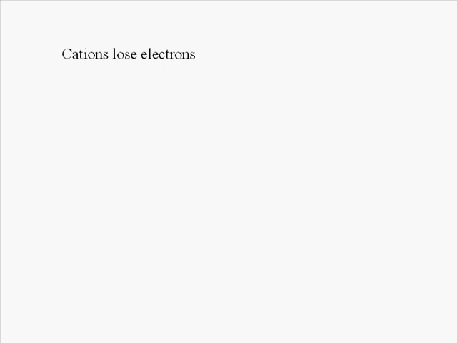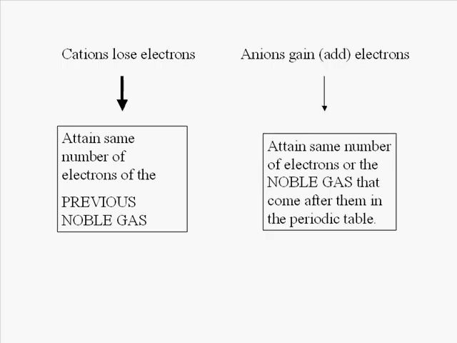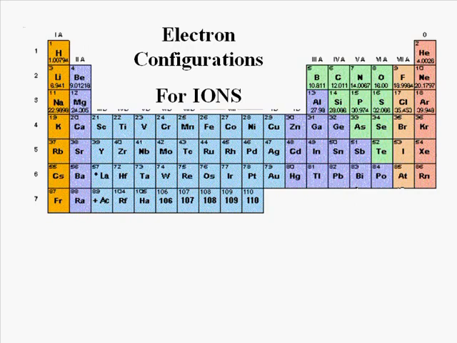Let's look at the rules for writing ion configurations. Cations will lose electrons. The number of electrons that they lose will allow them to attain the same number of electrons as the previous noble gas. So cations mimic the previous noble gas. Anions gain or add electrons. They're going to gain the number of electrons needed so that they will attain the same number of electrons as the noble gas that comes after them in the periodic table. Let's look at this electron configuration for ions using this periodic table.